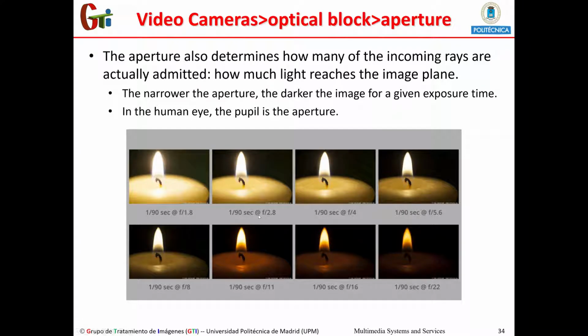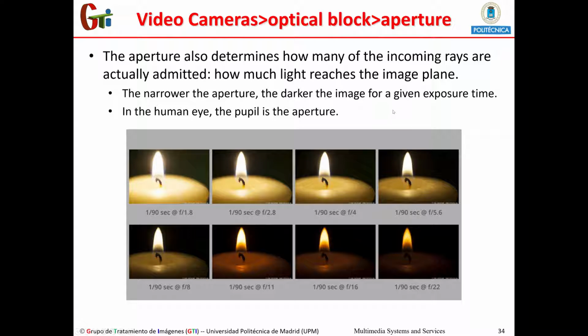The other perspective of the aperture is, of course, the amount of incoming light, the incoming rays that are admitted by the sensor. Of course, with a wider aperture, we will have more light incoming to the sensor, and for certain scenes with very low sources of light, it will be necessary to have a wide aperture, like indoors, or even despite indoors, with very low sources of light, like in this example, a candle.